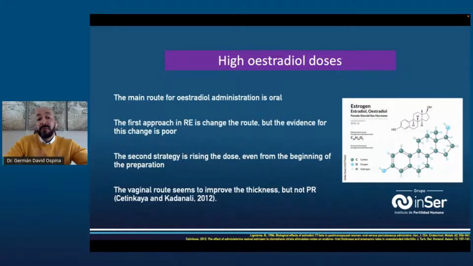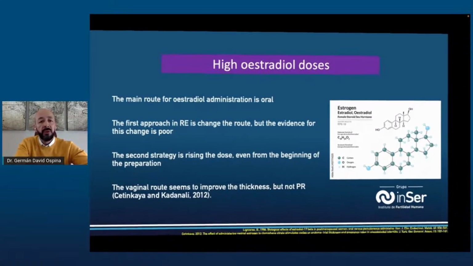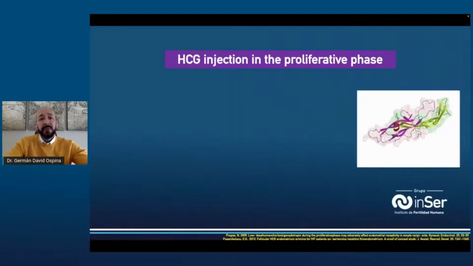The vaginal route seems to improve the thickness, according to this study of Dr. Cavanelli in 2012, but not the pregnancy rate. Then the results and the evidence are not strong in this type of change, the estradiol dose or route of administration. The second medication is the HCG injection.